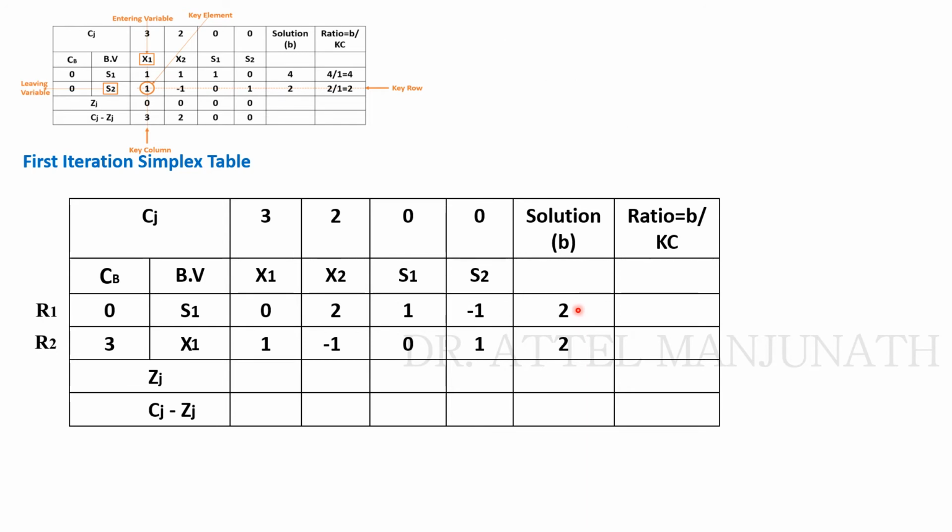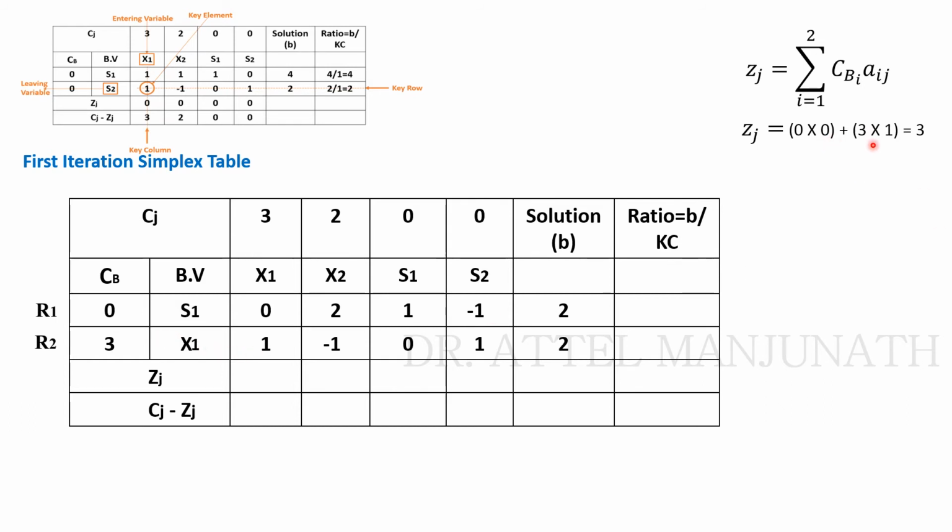Okay, now after calculating row 1 and row 2 values, we can calculate the z value. So again you can take the same formula and take the product and sum of the coefficients of these two values here. So for example, for the first one, 0 into 0 plus 3 into 1.